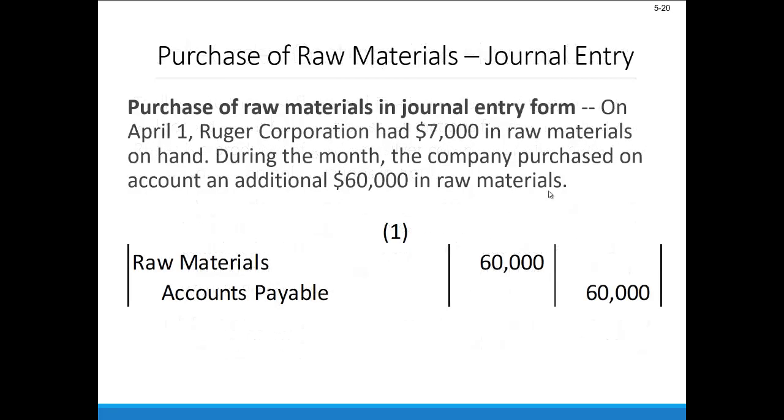Okay, so let's say on April 1st, Ruger Corp had 7,000 in raw materials on hand, and during the month they purchased on account an additional 60,000 in raw materials. This entry may look familiar from your accounting principles class. We're going to book a debit to the raw materials inventory account. It's an asset, so increased with a debit for that 60,000 in purchases. And then since the purchase was made on account and not for cash, we're going to credit accounts payable, a liability account, for that same 60,000.